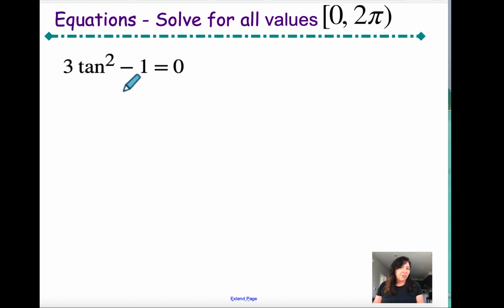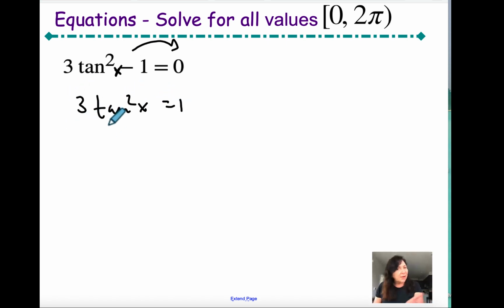Your objective is to solve for x. I noticed that there's no x. Let me put one in there. Hold on. Okay. So I'm going to solve for x, which I've just added. And so just kind of unravel it. First thing I'm going to do is move the 1 over. So I get 3 times tangent squared of x equals 1.